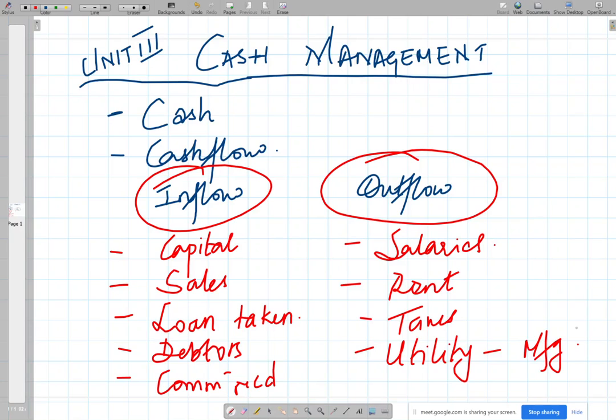So cash management would basically mean making optimum utilization of the cash, making sure that you maintain an optimum level of the cash at all times, right? You can neither have too little cash in the business, nor can you have too much cash in the business. The flows, inflow and outflow, have to be managed in such a way that at all times the cash is kept at an optimum level. Okay, so this is pretty much the summary, a sort of an abstract of what we are going to study in the rest of this unit.